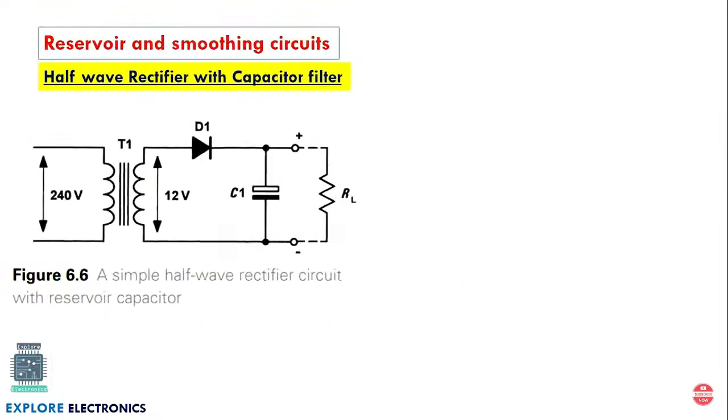And in the DC power supply we have seen, after the rectifier we will have a reservoir and smoothing circuit. This is the reservoir and smoothing circuit, a half-wave rectifier connected with a capacitor filter. This is the extra capacitor we have connected here. Once we connect this capacitor, what happens? It is going to smooth, or reduce, the pulses in the output of the half-wave rectifier. Meaning the ripples present in the output can be eliminated.